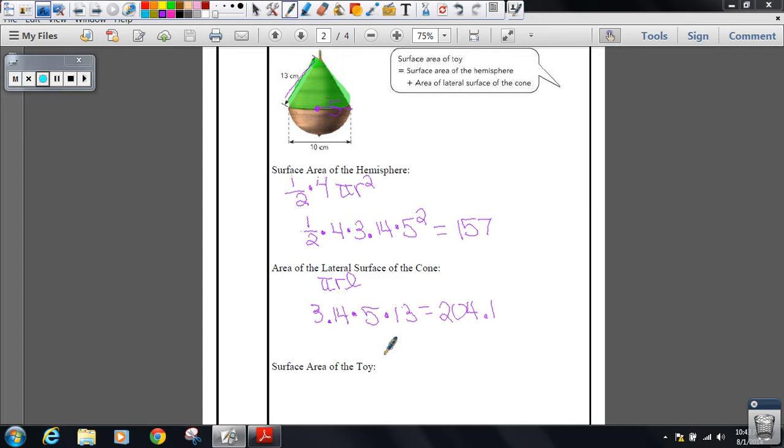That gives me the lateral surface area of the cone as 204.1. To get the total surface area of the toy, I'm going to add these two together. And it said to the nearest tenth, so we get 361.1. That's already to the tenth, so we don't have to do any rounding. And since it's surface area, it's square centimeters. So we get 361 and 1/10 square centimeters.